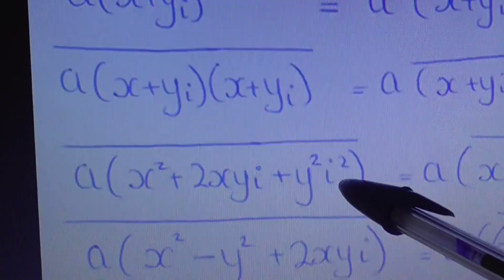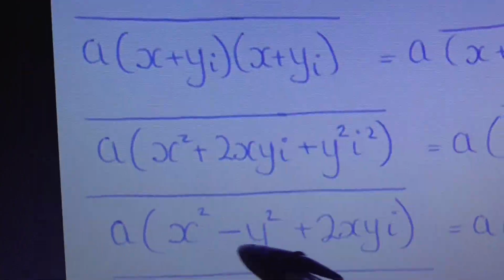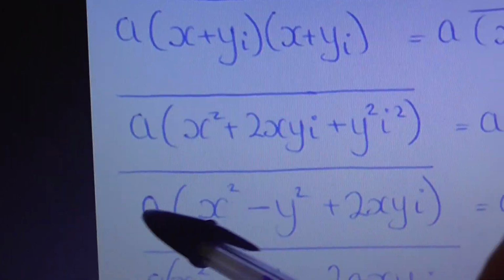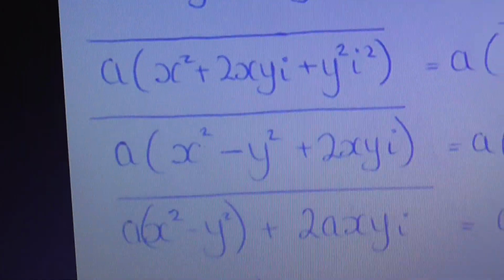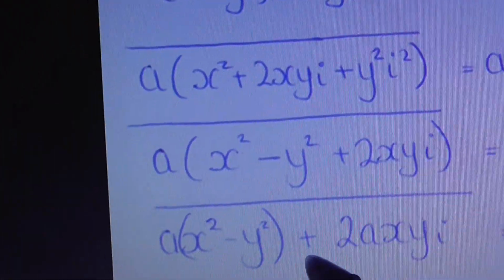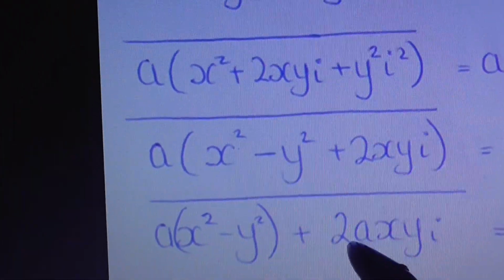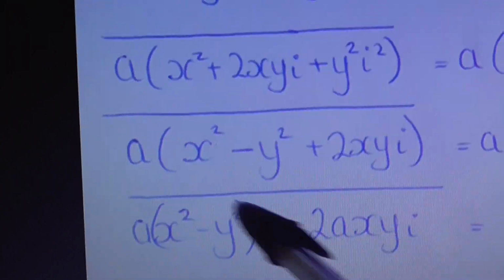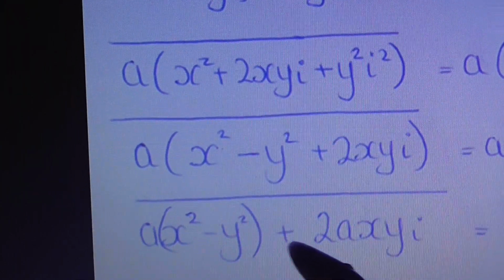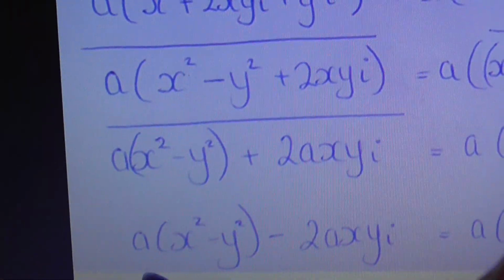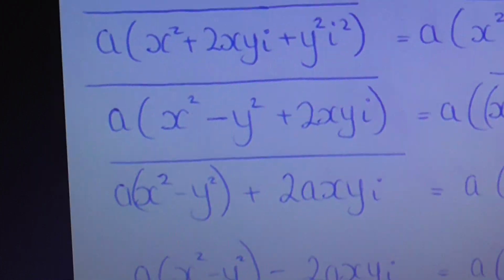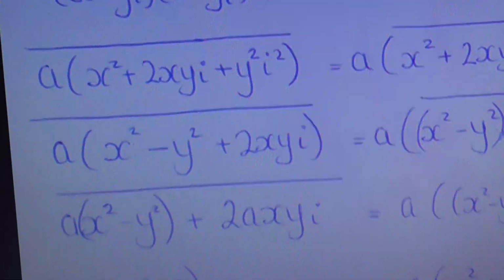So I'm now going to group the reals together. So it's going to be x squared minus y squared plus 2xyi. And then all of that was being multiplied by a. So I'm going to do that next. So multiply into it by a. So it's going to be a multiplied by the real part plus a multiplied by the imaginary part, which is 2axyi. Now I'm going to get the conjugate of that. So the conjugate of that means you just change the sign in front of the imaginary part. So it's going to be a(x squared minus y squared) minus 2axyi. So that's the left-hand side.